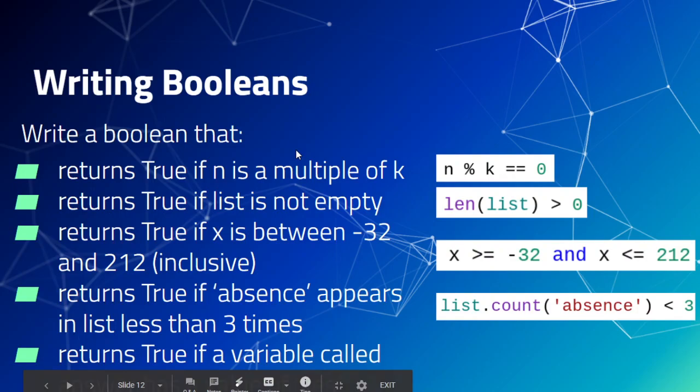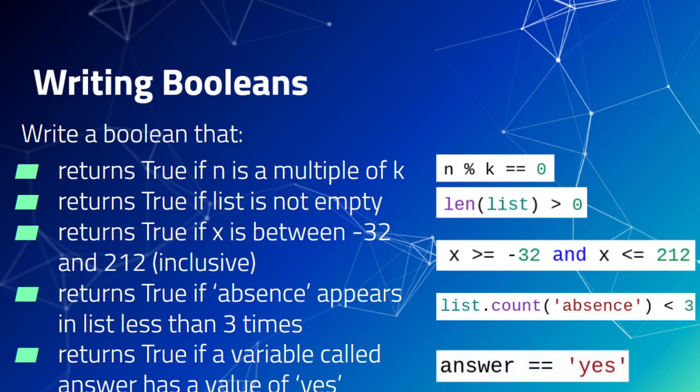Moving on to the last one. Return true if a variable called answer has a value of yes. You can pause the video. Alright, let's go over the solution. This one is very simple. We are just checking its value using the equal sign: answer is equal to yes. This makes sure that the answer variable is storing the string yes, and if that is the case, it will return true, otherwise it will return false.